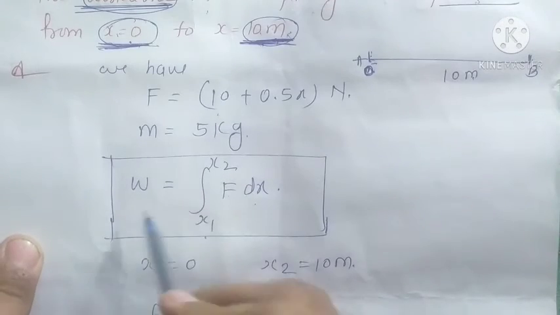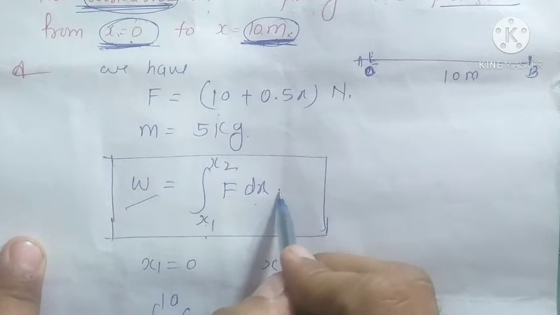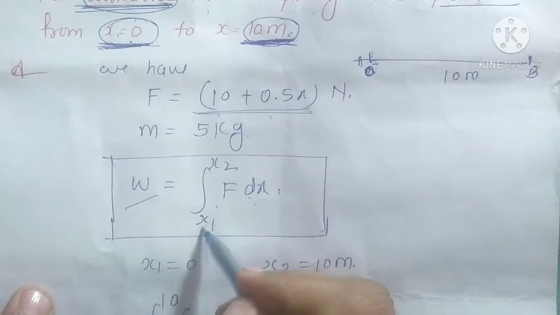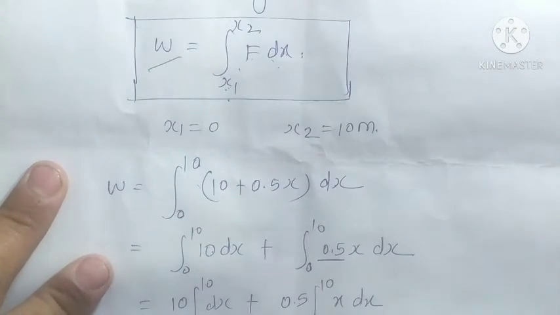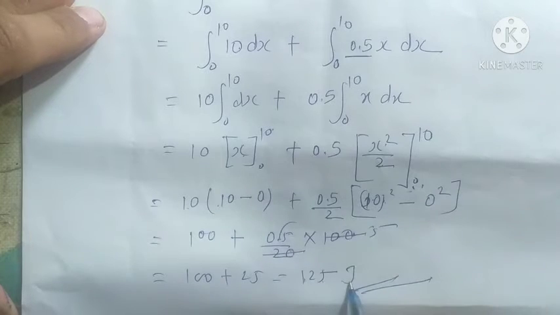So we use this formula, W is equal to integration from x1 to x2 of F dx. F is given here, we put this value here, and we put the lower limit value 0 and upper limit value 10. After solving we will get our answer, that the work done is equal to 125 joule.